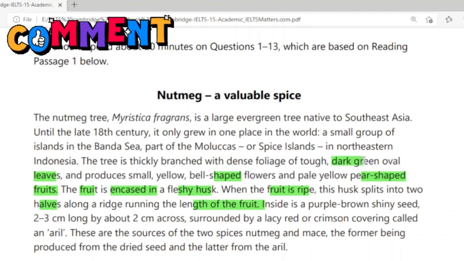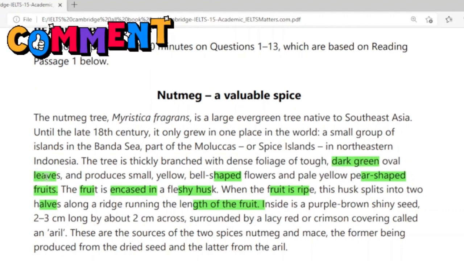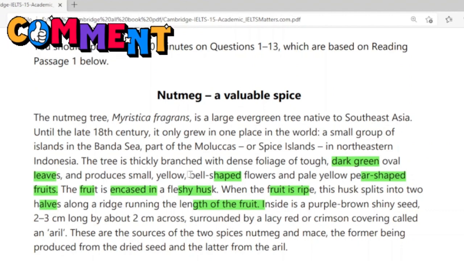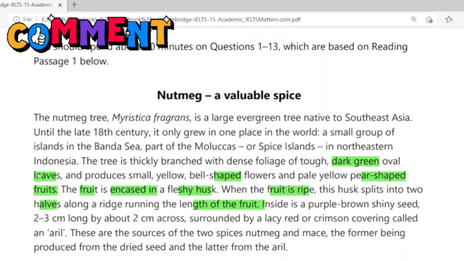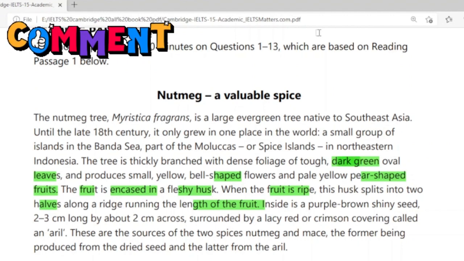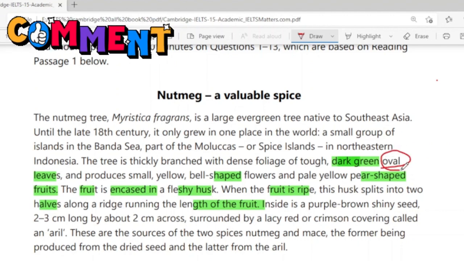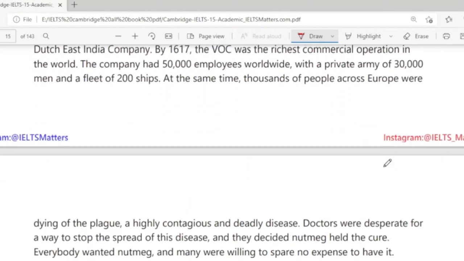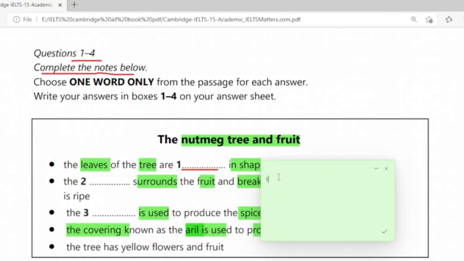Here it says dark green oval leaves. So this is their shape. As it says, the shape of the bell-shaped flower, yellow pear-shaped fruits, that's the fruit shape, and the dark green oval-shaped leaves. So here oval is our answer. Answer number 1 is oval. Okay, we find here oval.